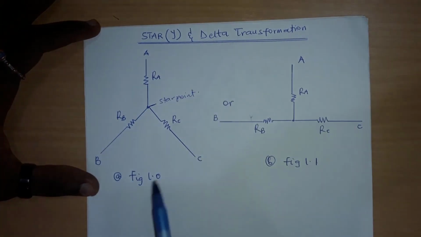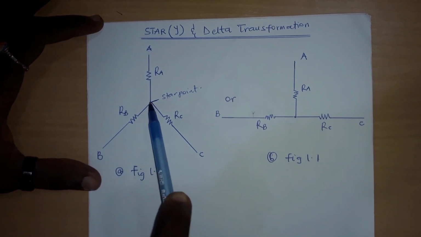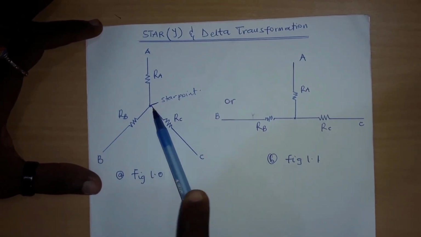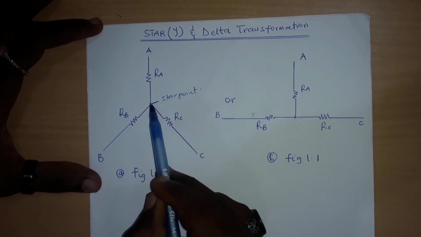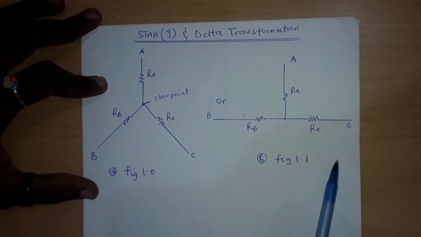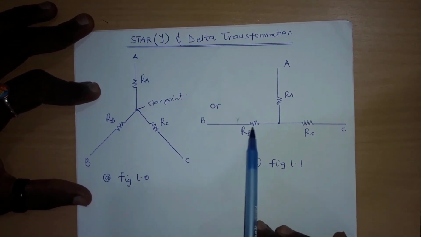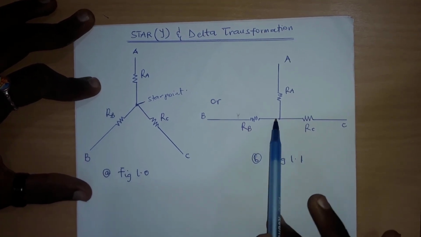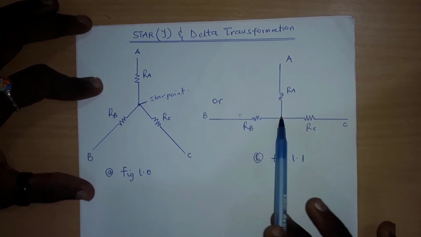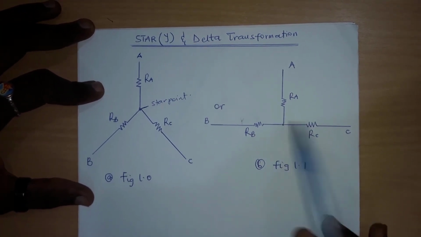So we said that one end of each resistor is connected at one point. We can see that this is the end of RA, this is the end of RB, and this is the end of RC. They are all connected at one point here, and we can say that this is a star. Let's take a look at this figure 1.1. The same thing happens here. You can see that RB has one of its points here, RC also has a point here, and RA also has a point here. So we can say that this is a star connection.